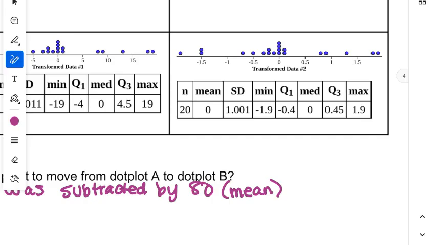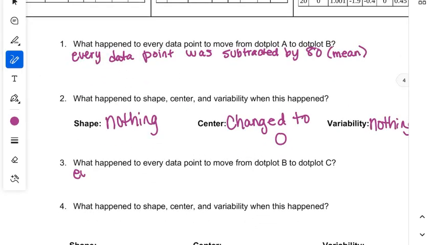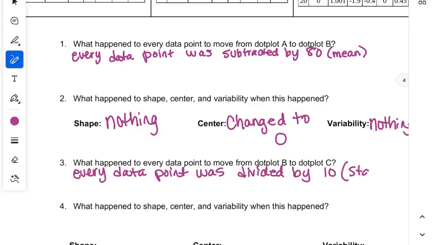So what happened to every value? It was divided by the standard deviation. Every data point was divided by 10, which is our standard deviation.